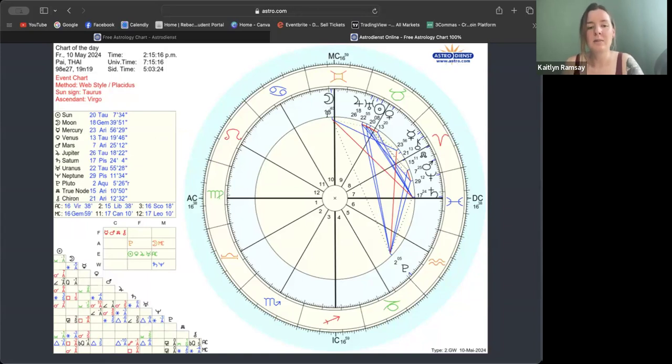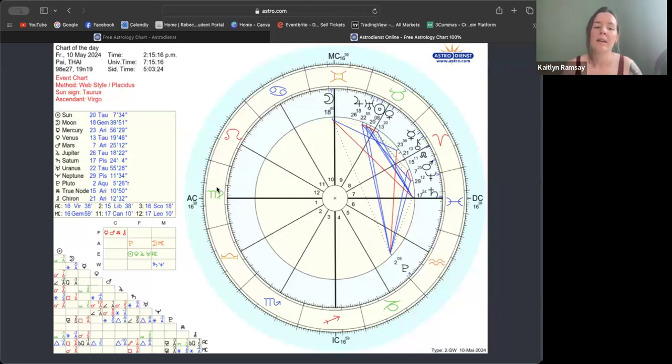So you're just concerned with the big number. So the moon is at 18 degrees of Gemini. Jupiter is at 26 degrees of Taurus. And let's go into that a little bit deeper. So the signs are on the outside of the wheel and they run counterclockwise.